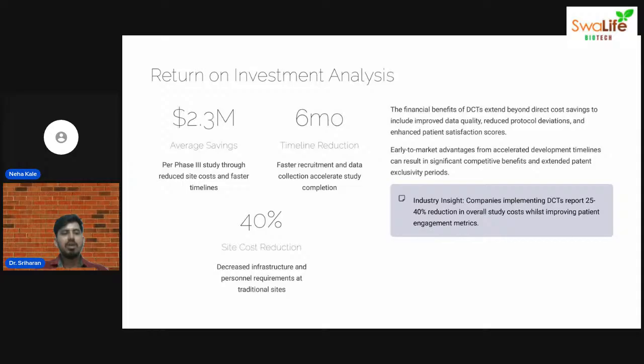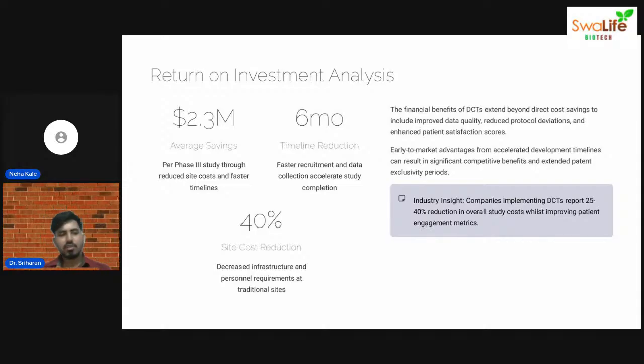Return on investment. Likewise, we are doing DCT in a business manner too. Because the company is investing large, it also gets a nice return on investment. While adopting DCT there is an average saving of cost. When we do it site-based, we have to consider the cost per patient, the operational cost per patient, which is high.